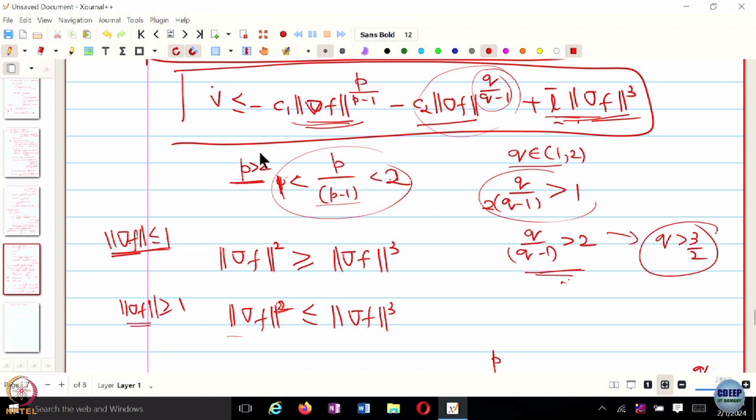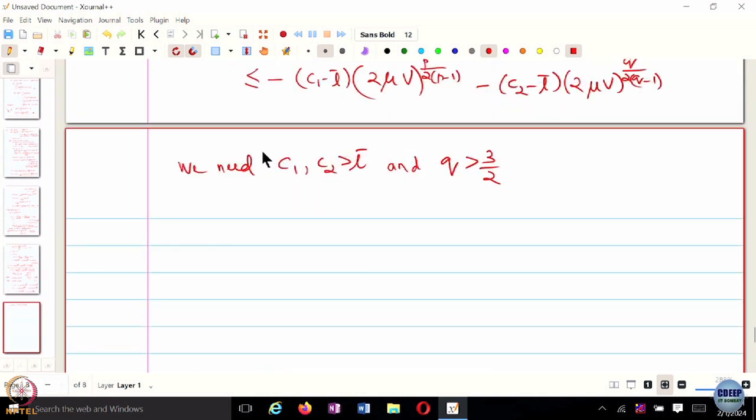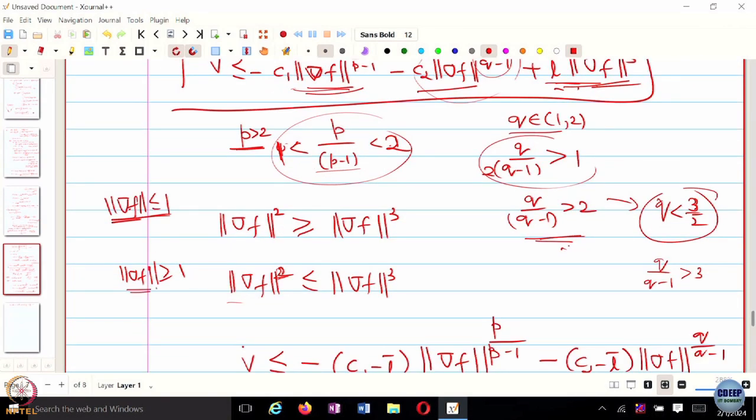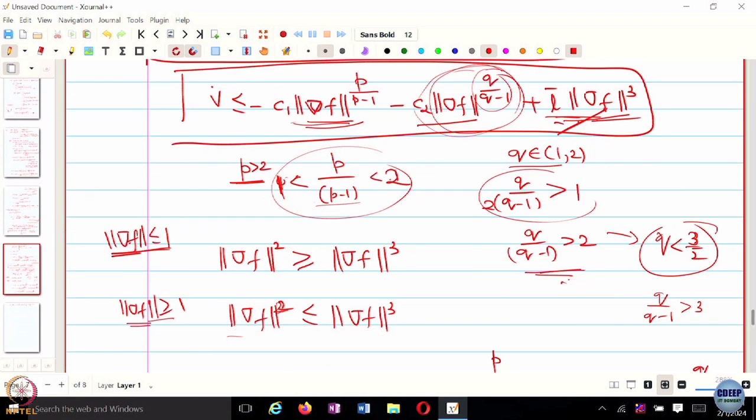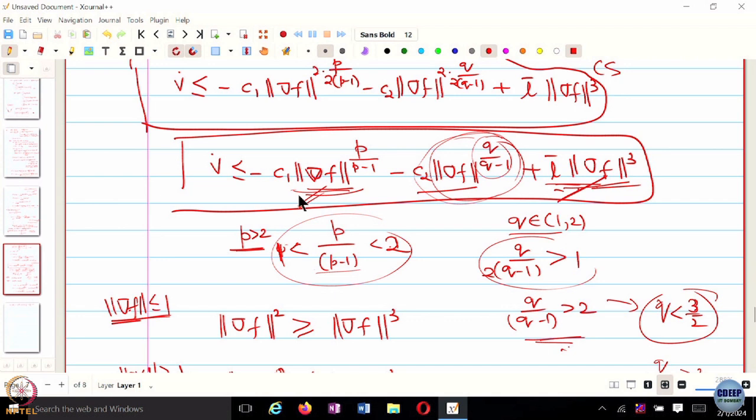Q should be less than 3/2. If I use Q to be, let's say, 2. Yeah, Q should be less than 3/2, right. So if Q is less than 3/2, then the exponent Q over Q minus 1 is greater than 3, okay. So you need Q to be less than 3 over 2. This implies that Q over Q minus 1 is greater than 3, and that way, for the regime when the gradient of f is more than 1, you can actually use this particular term to subsume this positive term, right? When the norm of the gradient of f is less than 1, then anyway you can use this term to subsume this.